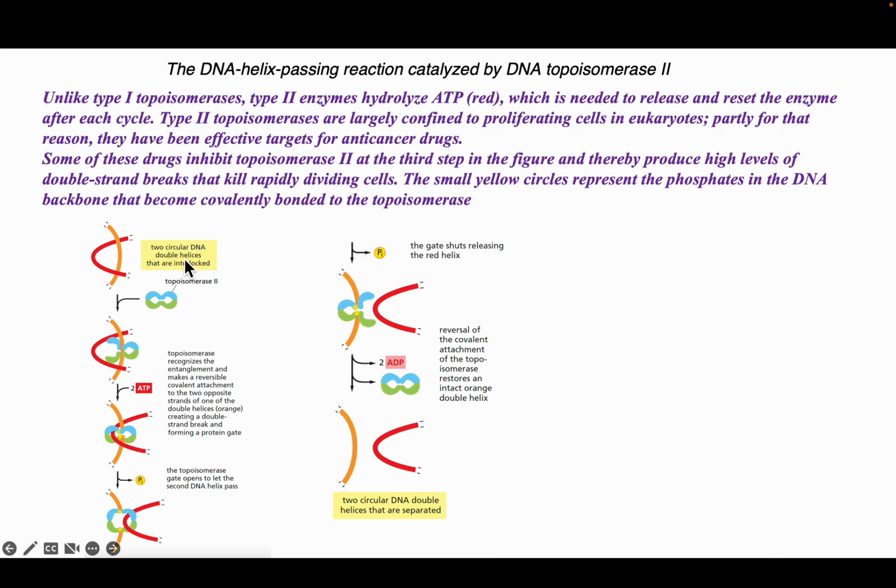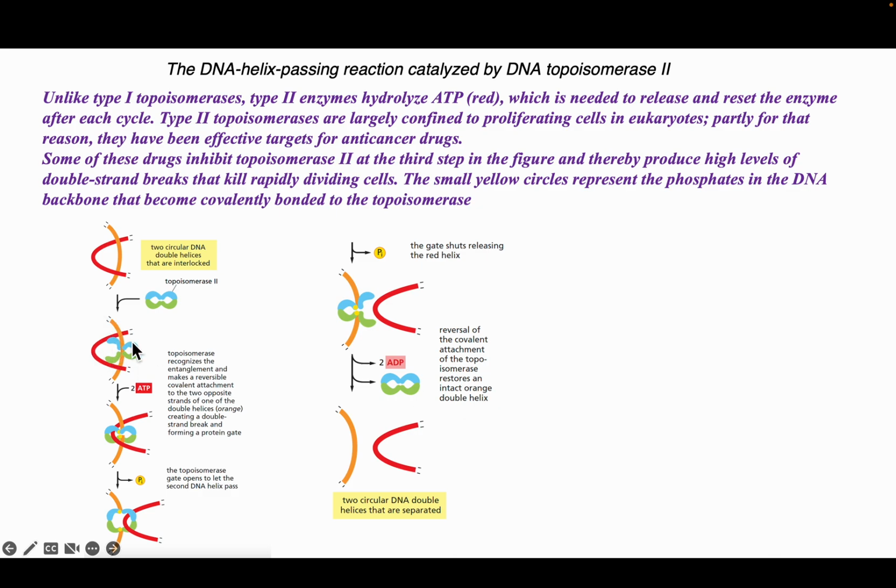So when two circular DNA double helices are interlocked, topoisomerase will come and break the phosphodiester bond in two strands, in one of the circular DNA double helices only. So it recognizes the entanglement and makes a reversible covalent attachment to the two opposite strands and will pass one strand over another. Then the gate shuts, releasing the red helix. So what happens? The reversal of the covalent attachment of the topoisomerase restores an intact orange double helix.